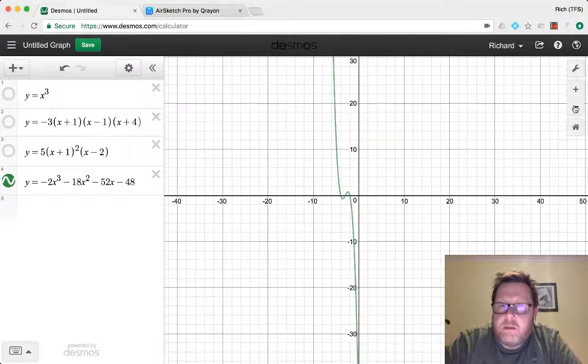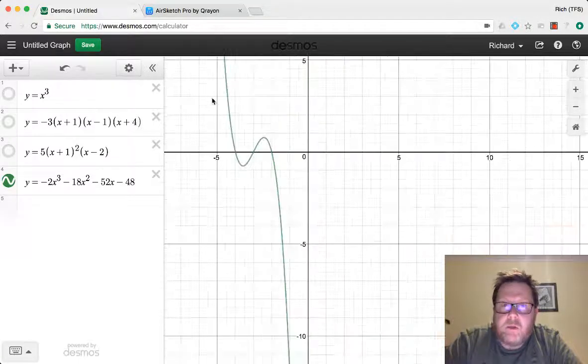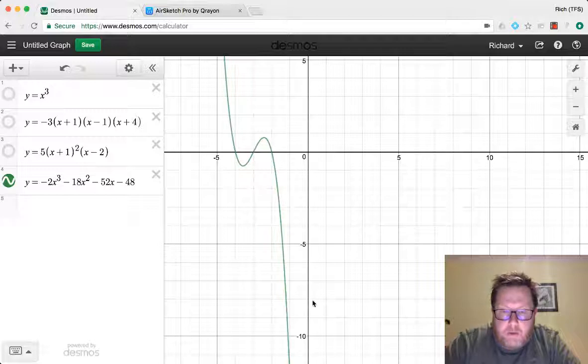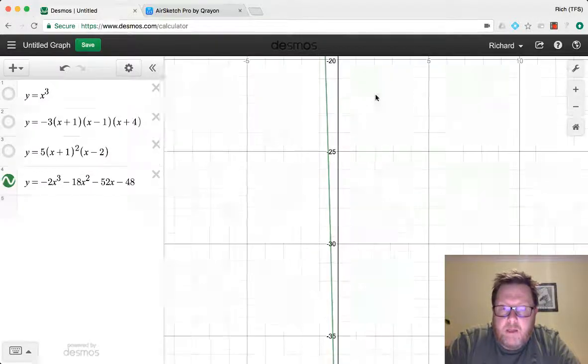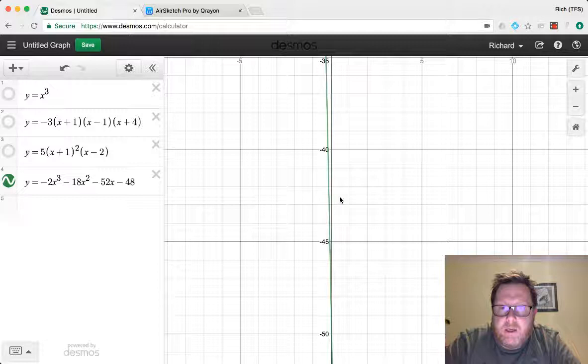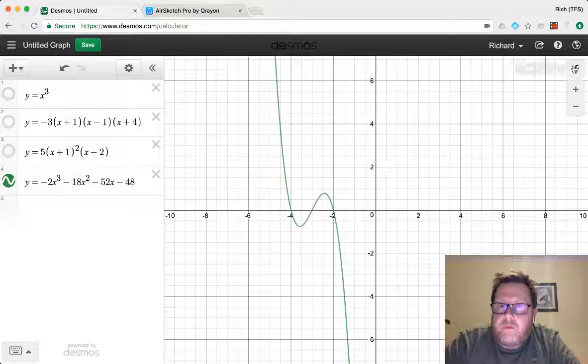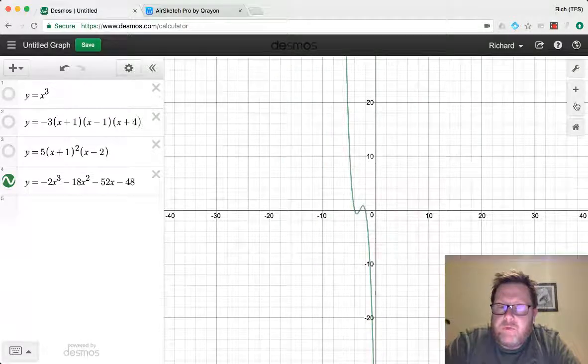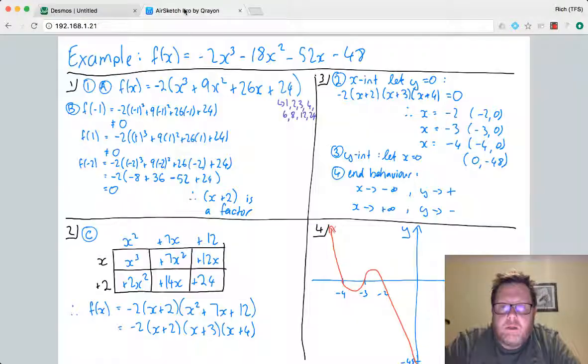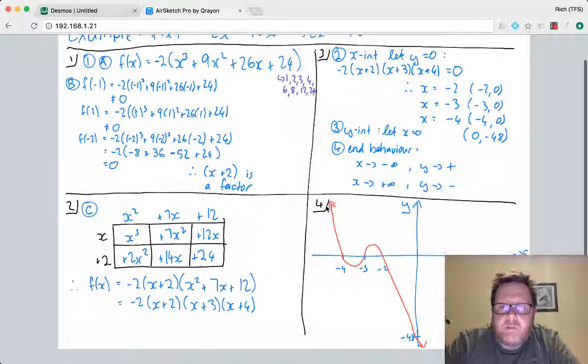I'll just zoom that out. Actually, I'd better zoom it in so you can see the x-intercepts. So it goes down to minus 4, down and up to minus 3, up and then down to minus 2, and then keeps on shooting down to negative 48, as you can see just there. So that's the graph, and that does confirm more or less what my graph looks like here.